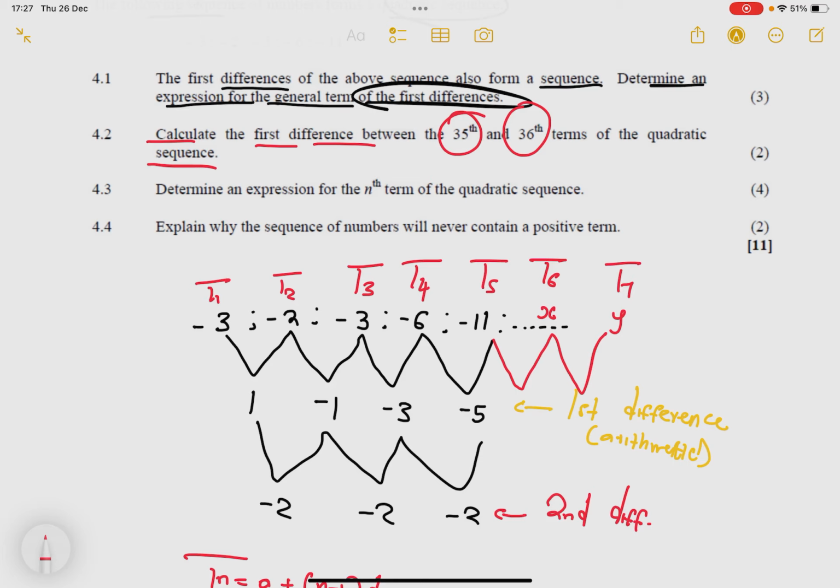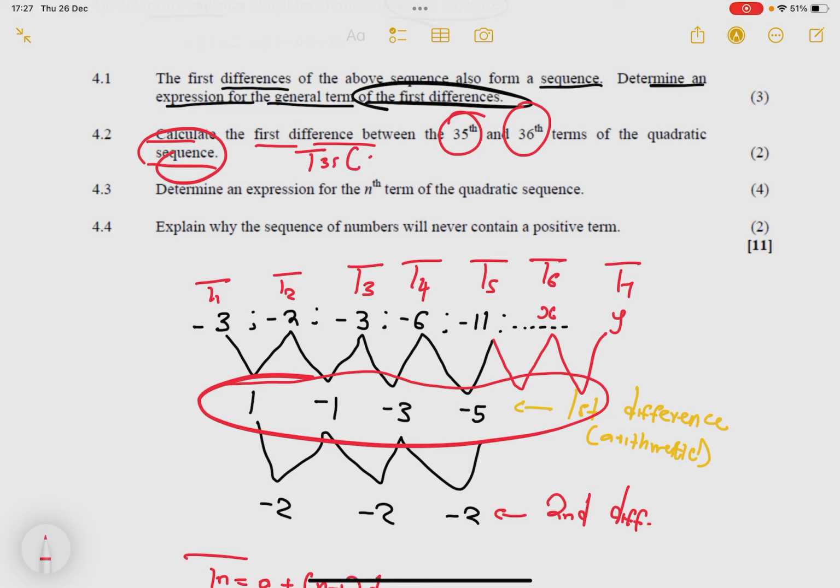This is going to be T number 7. So I want to give you an example. When they say we need to calculate the first difference between the 35th and 36th term of the quadratic sequence, they want us to calculate the 35th term of the arithmetic progression. And in fact, I want you to mark this. Whenever they say calculate the first difference between the 35th and the 36th term of the quadratic sequence, they want you to calculate what? T35 of the arithmetic. That's what they want you to do.